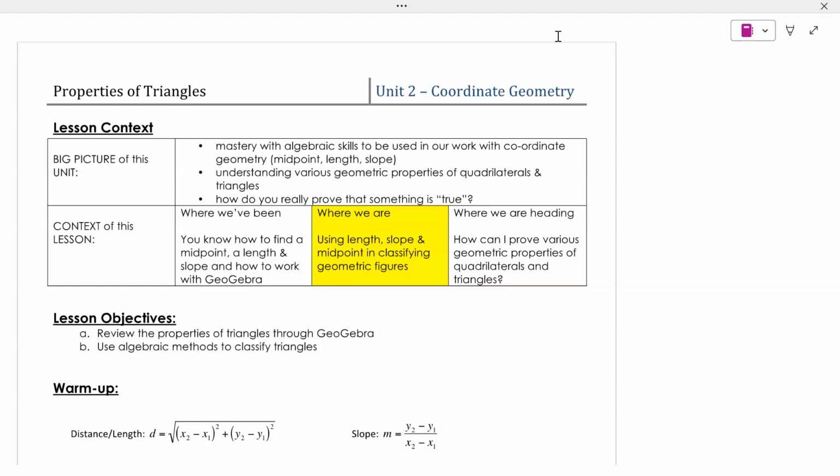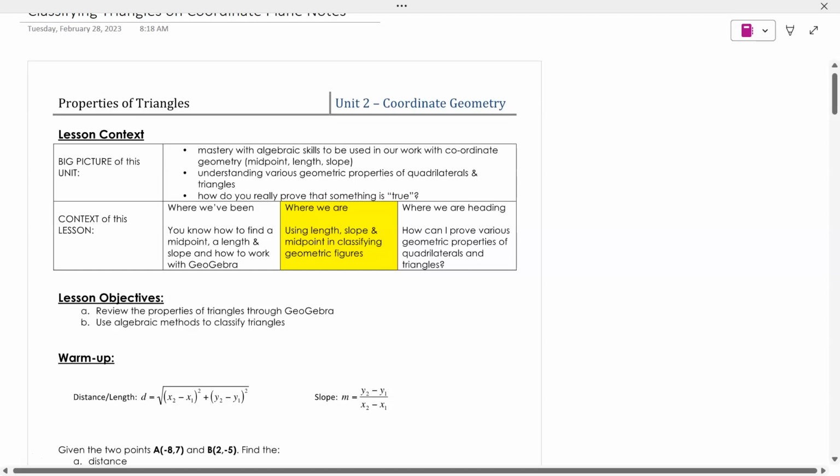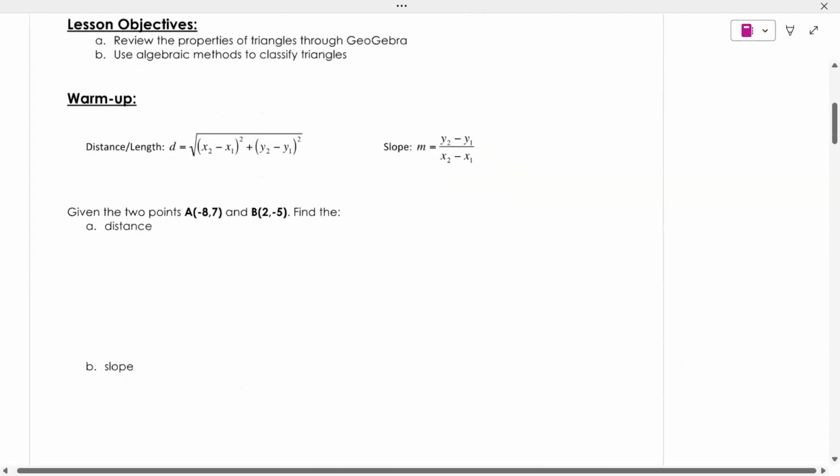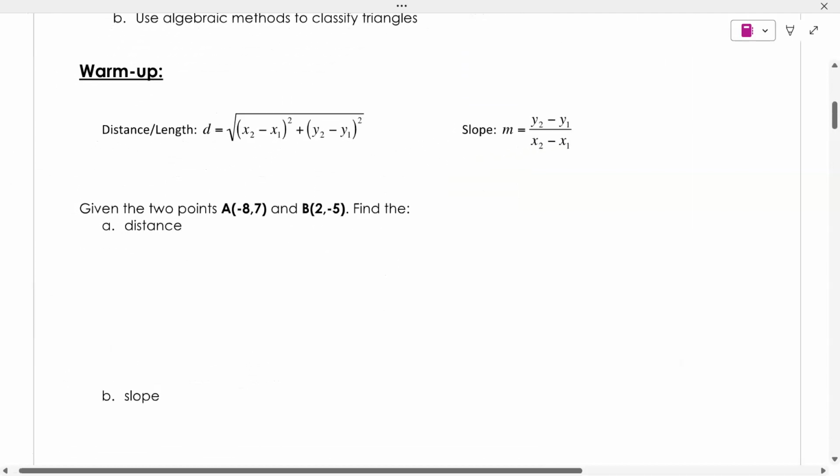Do we have right triangles? Are they scalene, acute, obtuse? Are they equilateral? We can use information from Algebra 1 and our new skills of distance and midpoint formula in order to actually do this. So right off the bat, hopefully you can complete this warm up. We're going to skip past this because I don't want the video to go too long. I'm just essentially hoping that you can use the distance formula in order to solve for the length.